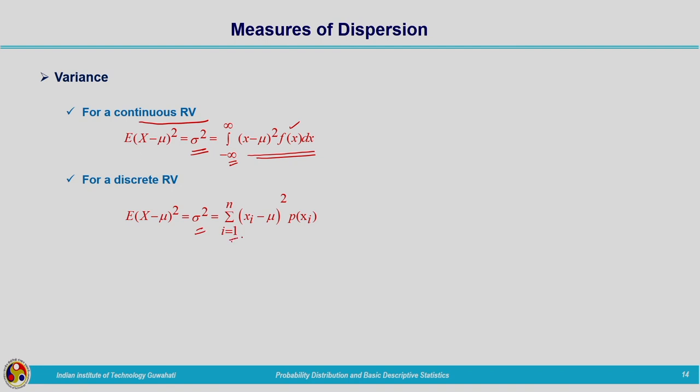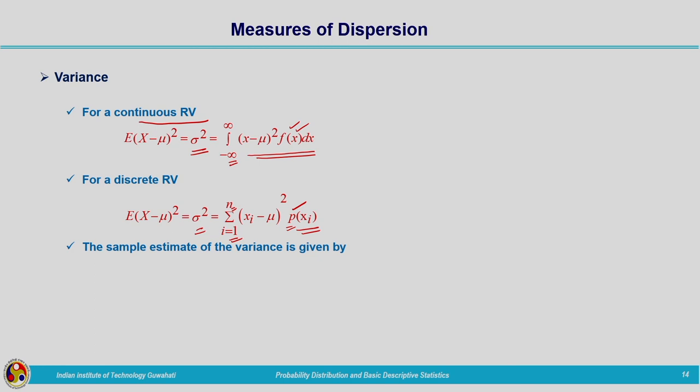Sigma i equals 1 to n, (xi minus mu) whole square, p of xi. For a discrete random variable, instead of the probability density function, we make use of the probability mass function. That is why it is represented by p of xi. In the case of a continuous random variable, it is f of x. In the case of a discrete random variable, it is p of xi.